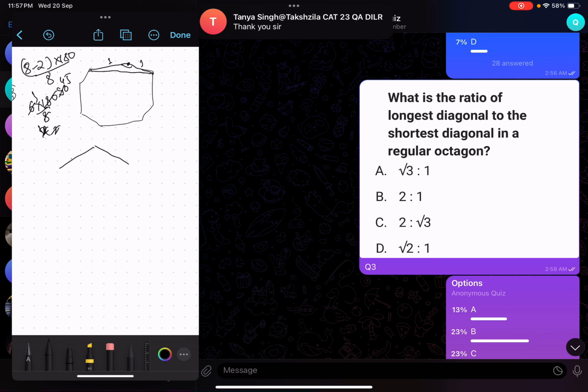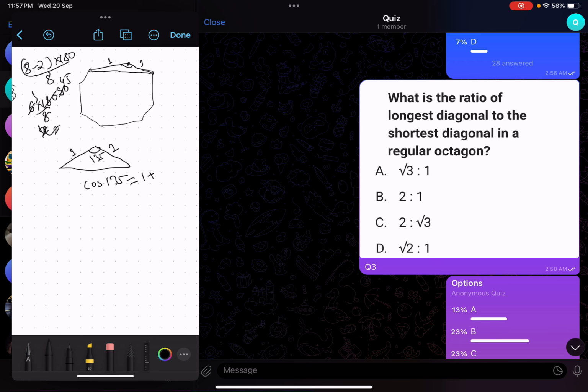Now this angle is 135, and these both sides are 1. So we can use the cosine formula, cos 135, to find the length of the shortest diagonal. This is a bit lengthy question, because it involves multiple concepts. So 1 square plus 1 square minus x square, by 2 into 1 into 1.